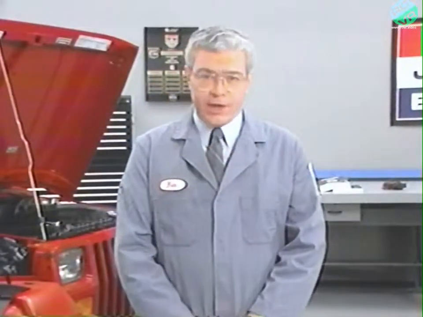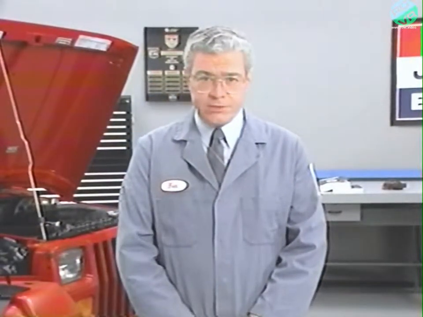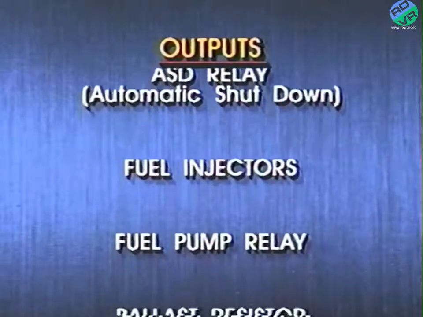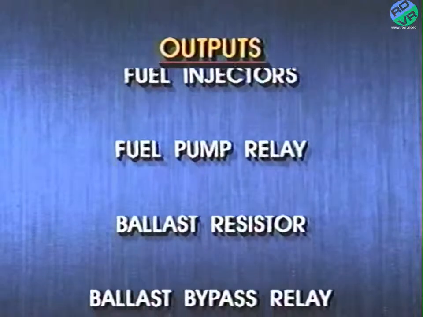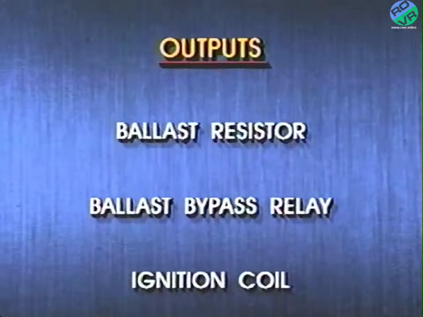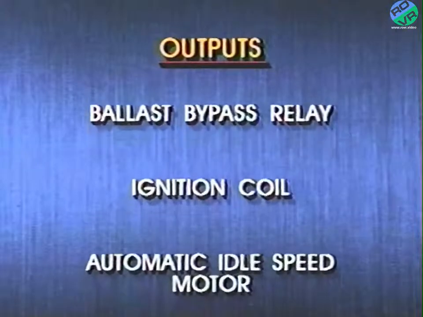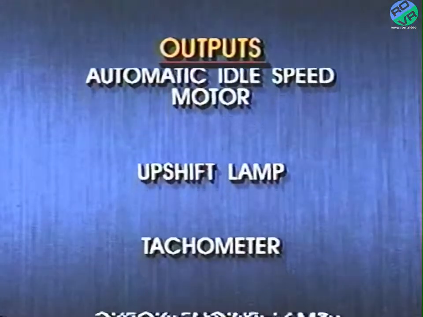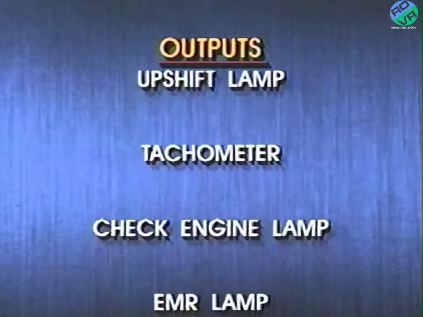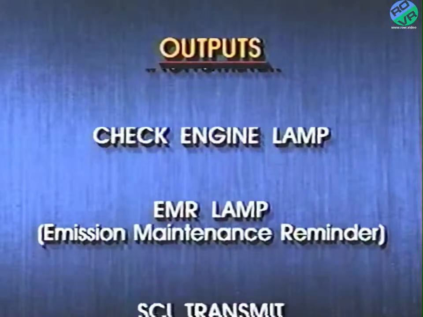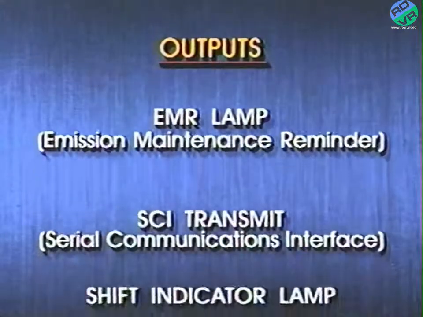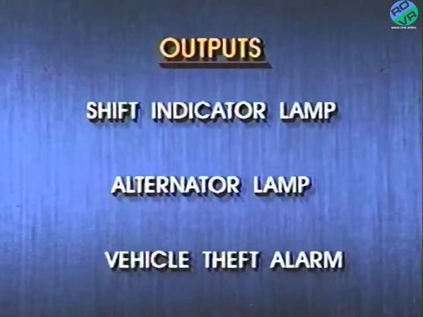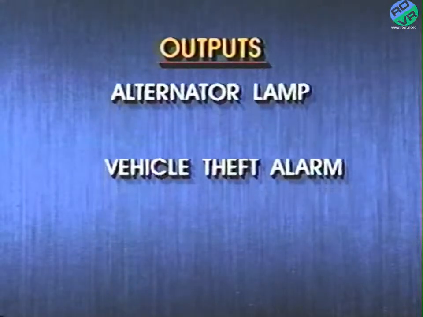There are a wide variety of engine controller outputs. The ASD, or automatic shutdown relay, fuel injectors, fuel pump relay, ballast resistor, ballast bypass relay, ignition coil, automatic idle speed motor, upshift lamp, tachometer, check engine lamp, EMR, or emission maintenance reminder lamp, SCI transmit, shift indicator lamp, alternator lamp, and vehicle theft alarm.